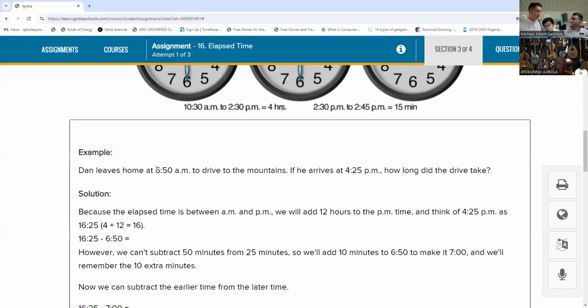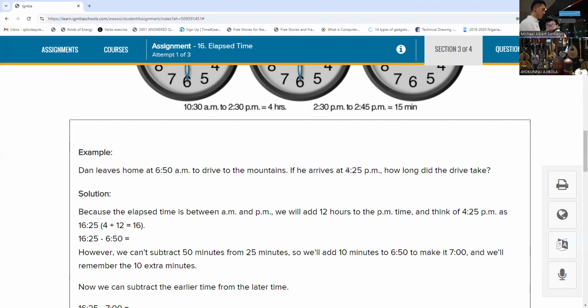Example, Dan leaves home 6:50 a.m. to drive to the mountain. He arrives at 4:25 p.m. How long did the drive take? So from 6:50 in the morning to 4:25. 4:25 is 16:25, okay? All right. So we can say 16 minus 6, that's 10 hours. But we cannot say 25 minus 50.